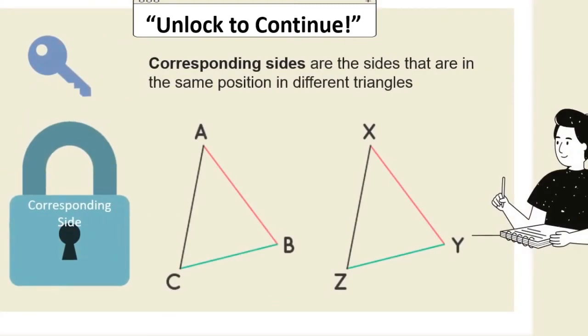The last one to unlock is corresponding sides. When we say corresponding sides, these are the sides that are in the same position in different triangles. For example, in these figures, we can see that black corresponds to black, red corresponds to red, and green corresponds to green. It means that segment AC corresponds to segment XZ. Segment AB corresponds to segment XY, and segment BC corresponds to segment YZ.